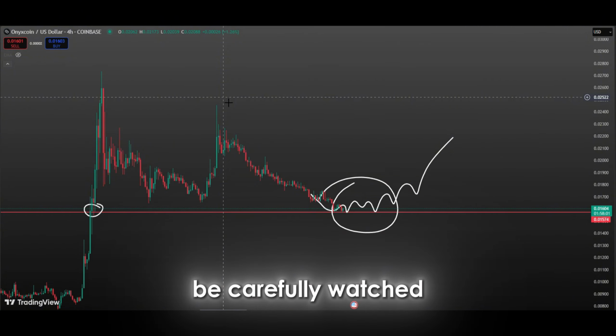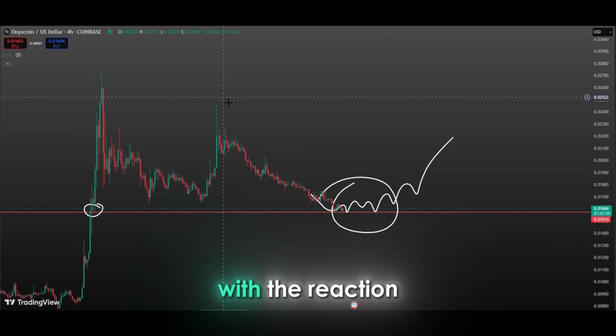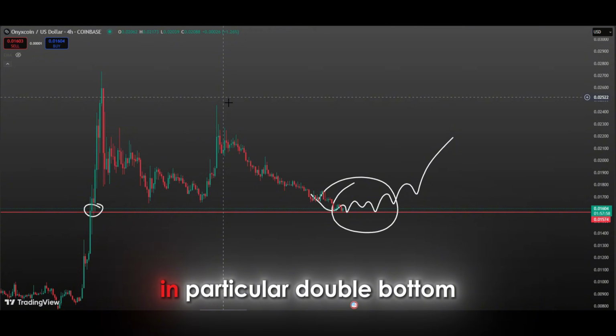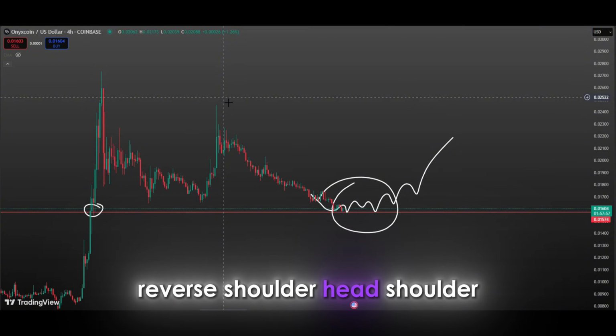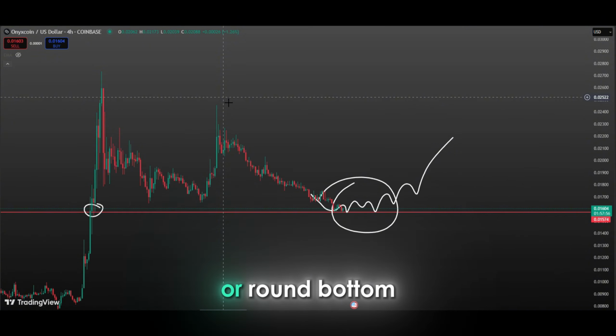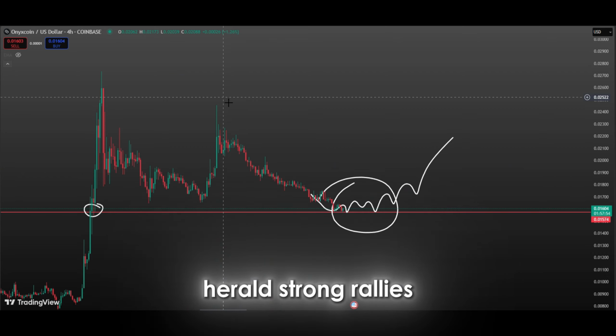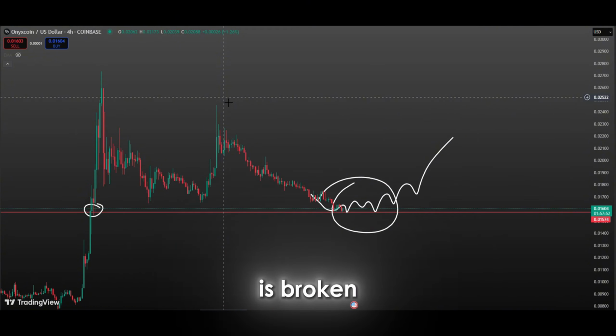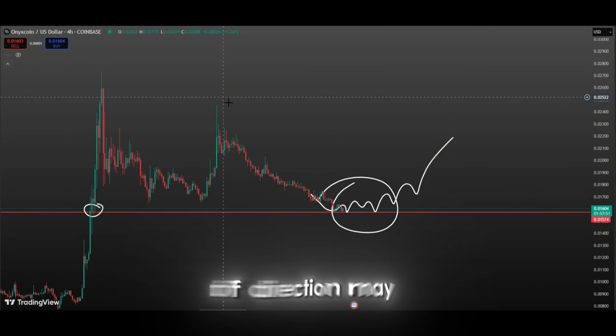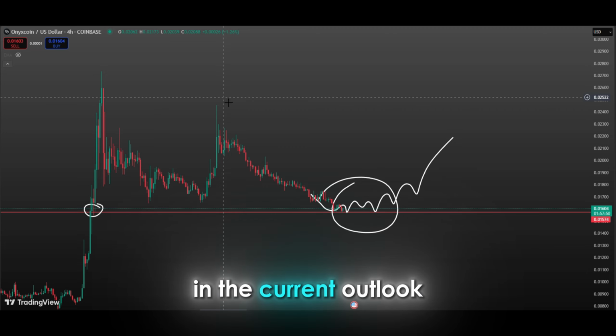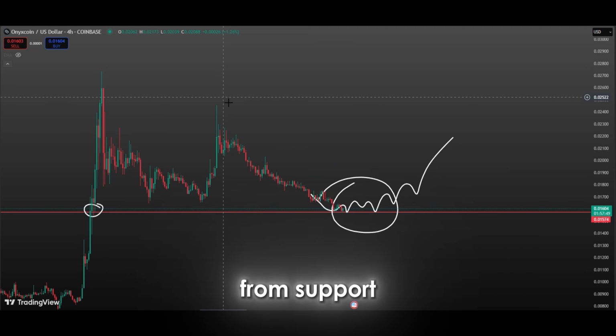It should also be carefully watched if the price starts to form a trend reversal pattern with the reaction from this level. In particular, double bottom, reverse head and shoulders, or round bottom patterns are often formed at support levels and can often herald strong rallies. If such a pattern starts to form and the neckline is broken, a serious change of direction may occur in the market. In the current outlook, the price's reaction from support may be signaling the beginning of such a formation.